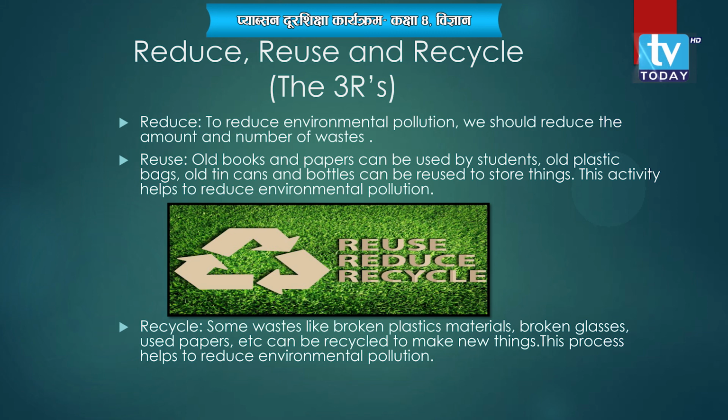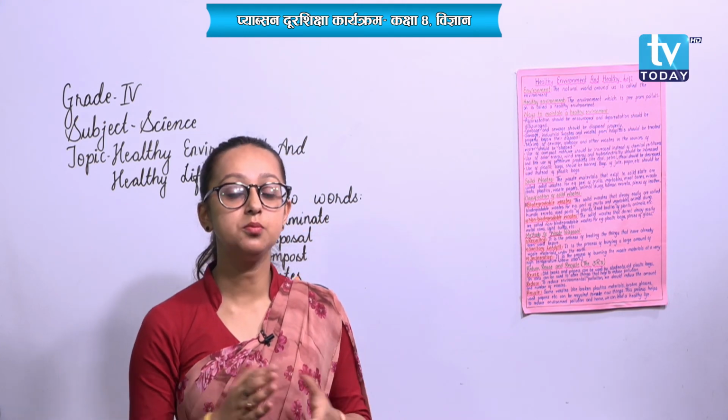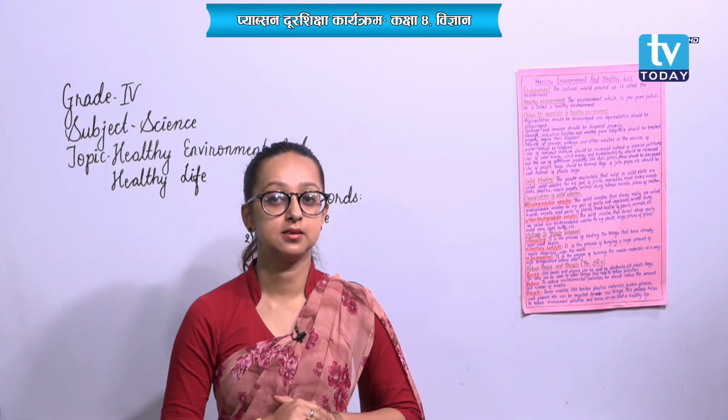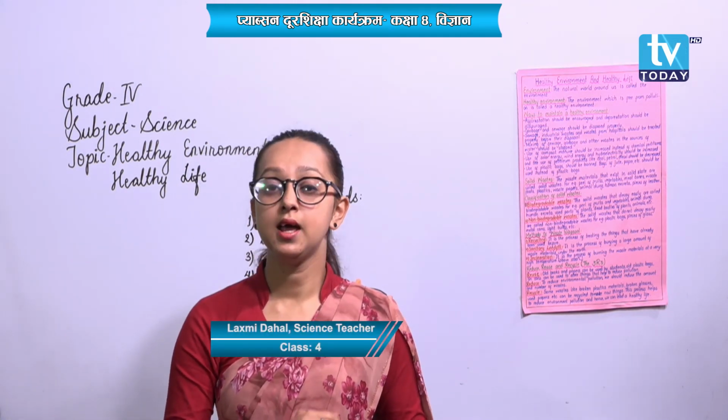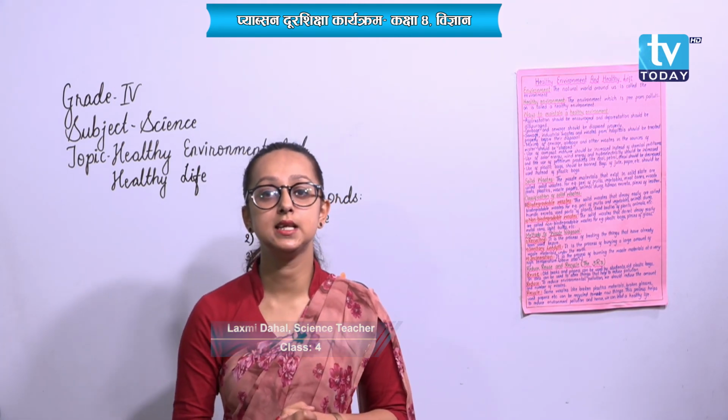And next is recycle, the third R in the 3 R's. Recycle, as we have already discussed, is the process of treating the things that have already been used before. Some waste like broken plastic materials, broken glasses, used papers, etc. can be recycled to make new things. This process helps to reduce environmental pollution and hence we can lead a healthy life. The things that we have already used can be recycled to make something new and be used again. So these are the 3 R's that help to reduce environmental pollution so we can have a healthy environment and lead a healthy life.